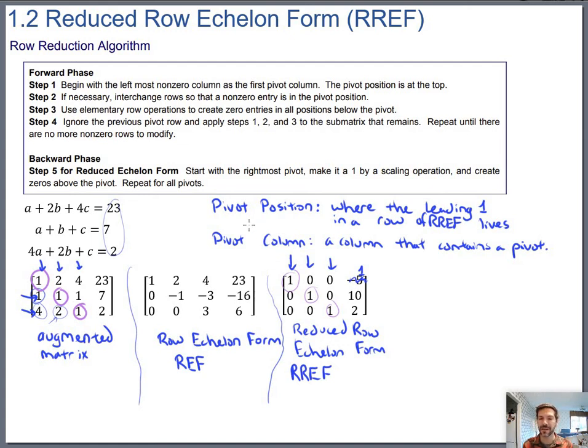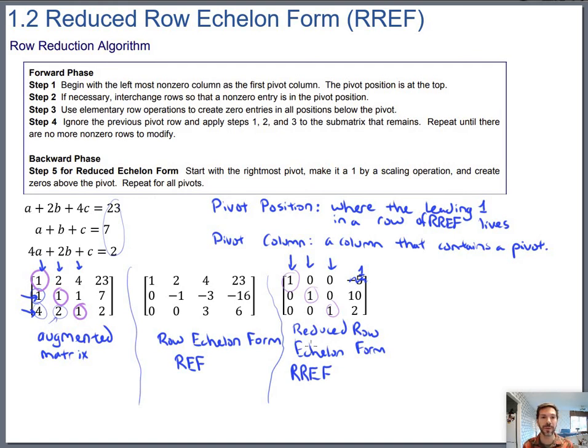But this idea of pivot position and pivot column seems really simple. And I'm going to say we're going to pack so much more meaning into it. So the more that you can just really burn this idea into your brain, tattoo it on your forehead, whatever, of pivot positions and pivot columns, what those mean, we're going to just bring so much information out of that idea as we go on in the course.